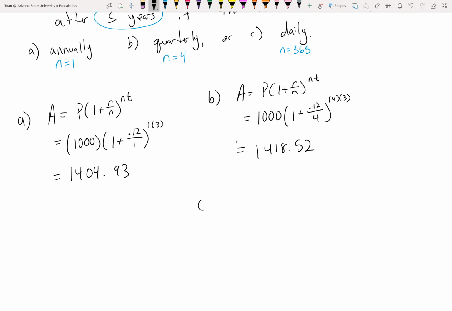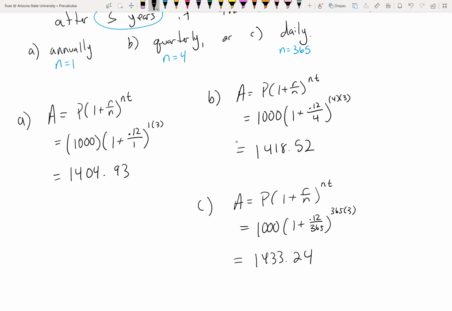C, what if I did it daily? Same formula. And pop in everything they give you. $1,000. 1 plus the interest rate is 0.12. Daily is 365. Pop that into your calculator. You're going to get about $1,433.24. More money. Mistype that. You're going to get $1,430.77. There you go. A little correction on part B as well.